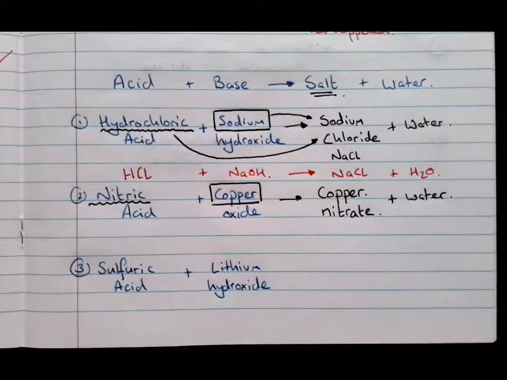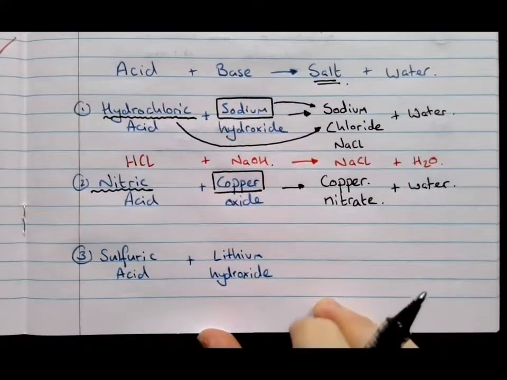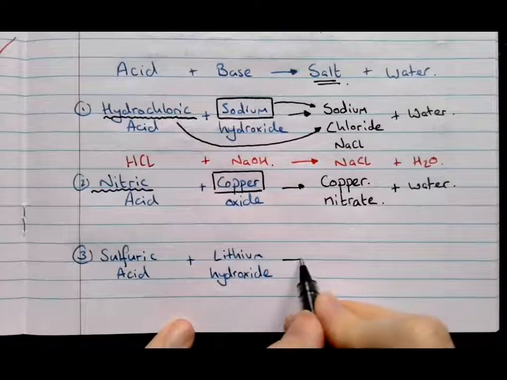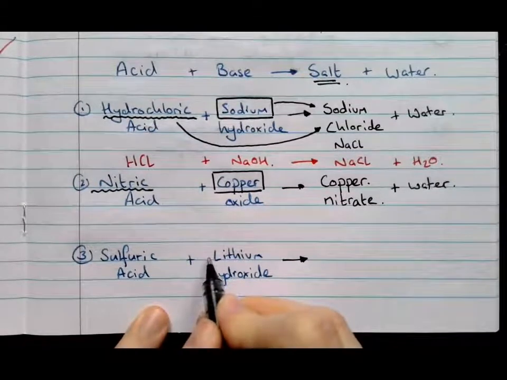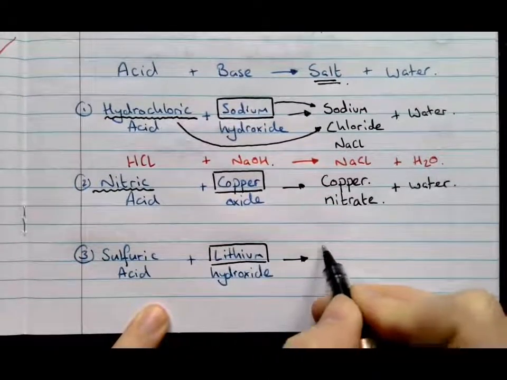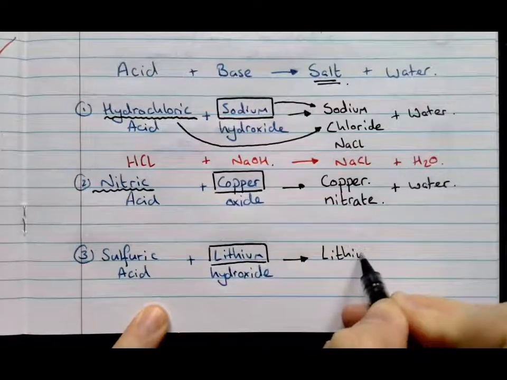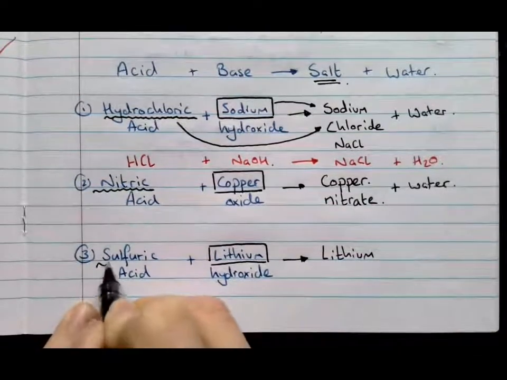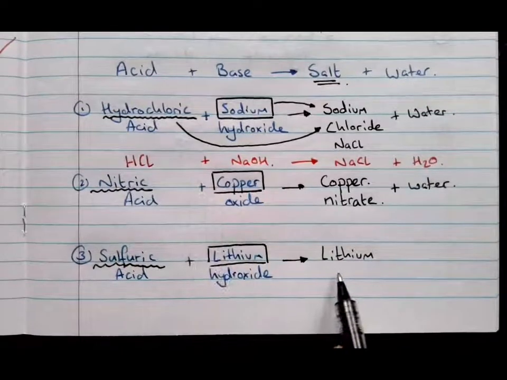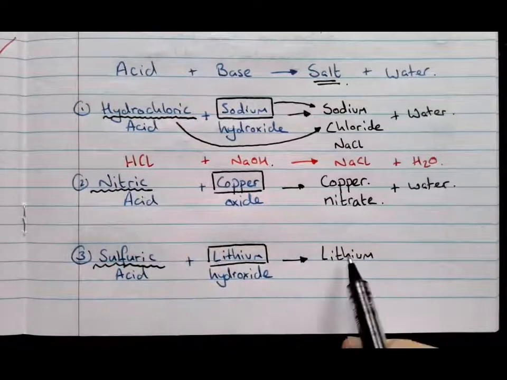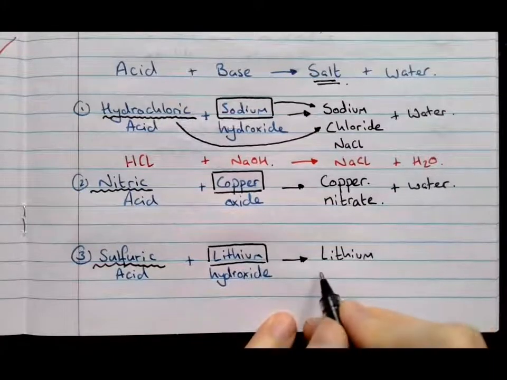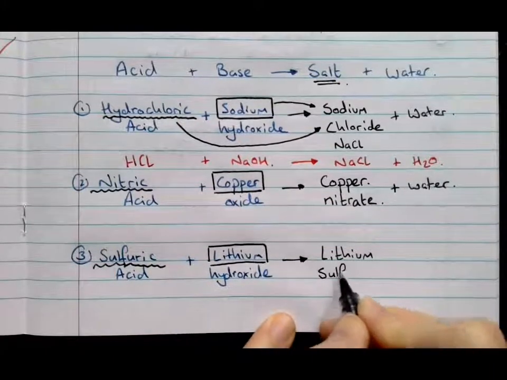Okay, and our final example is sulfuric acid plus lithium hydroxide. All right, so again, you take the name of the metal from the base, which is going to be lithium, and we take the name of the acid. Now it's not hydrochloric acid, so it's not going to be lithium chloride. It's not nitric acid, so it won't be lithium nitrate, but it is sulfuric acid, and sulfuric acid gives us sulfate.